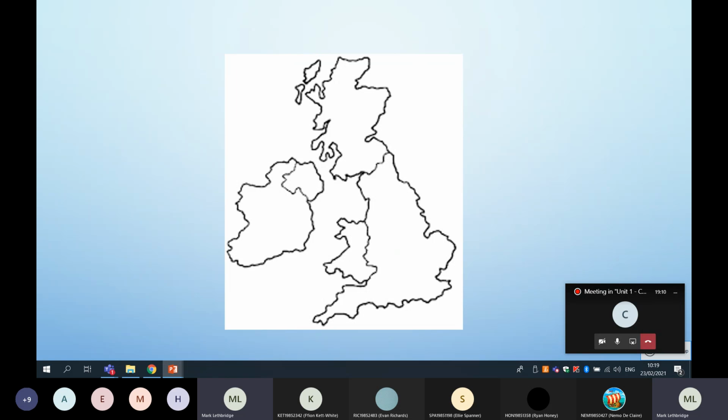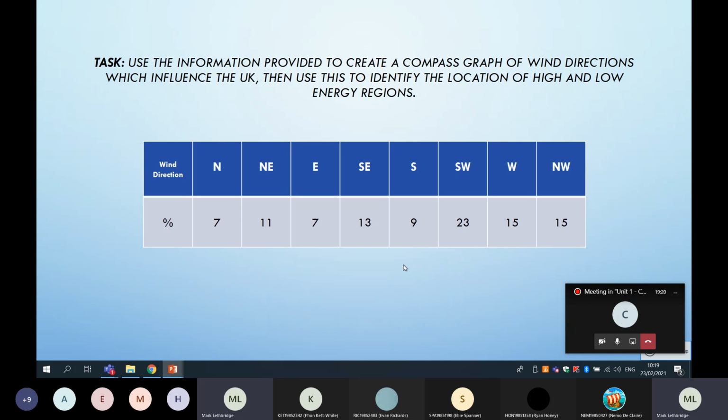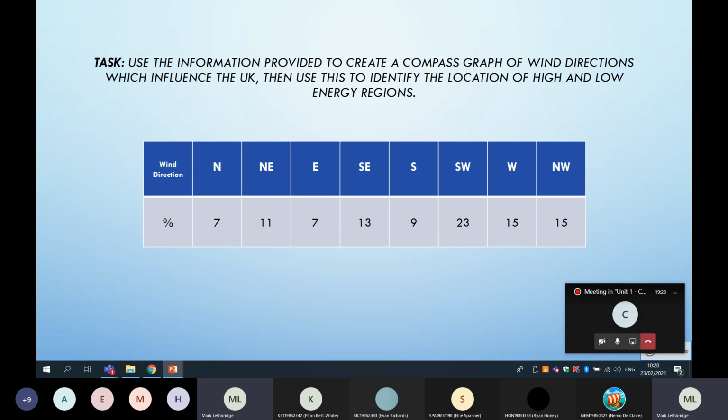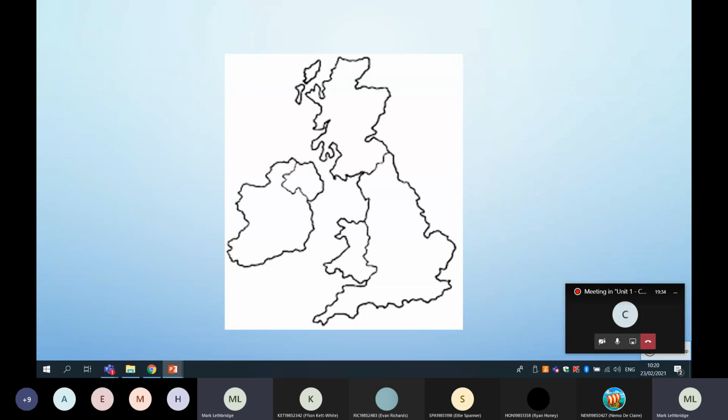The eastern side of the four nations is where the lower energy is, apart from Wales, because Wales doesn't have an eastern coastline. But it does show that even though globally we are a high energy environment, if we break that down regionally, we do have high and low energy environments within the UK, despite the fact that on a global scale, we are a high energy environment.